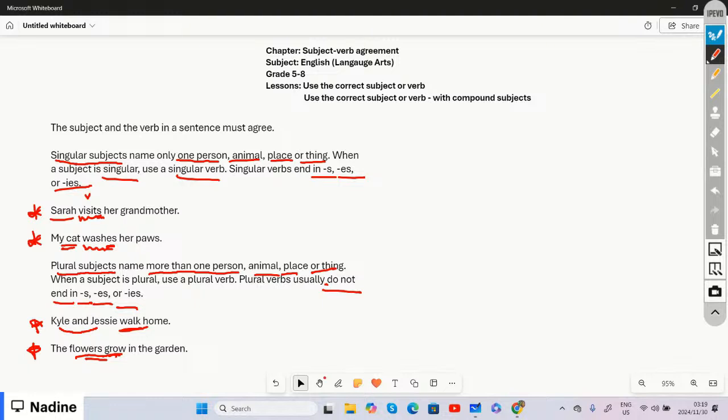And once again, if we look at the examples, it says Kylie and Jesse, both of them, it's a plural subject. Walk home. No s, no es, no ies added. And the next one, the flowers, more than one flower, grow in the garden.